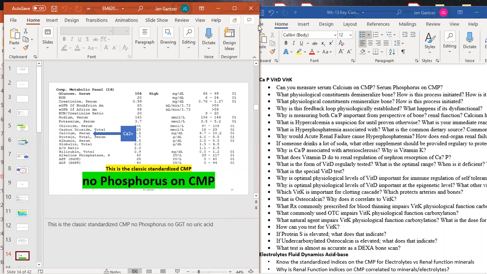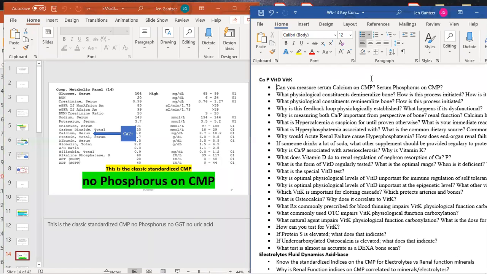Calcium, phosphorus, vitamin D, and vitamin K testing. So let's jump into how we look at calcium and phosphorus.